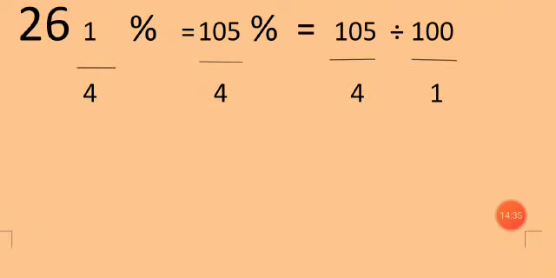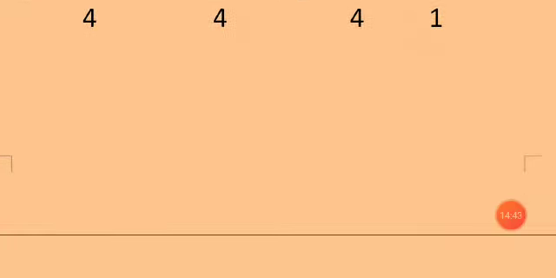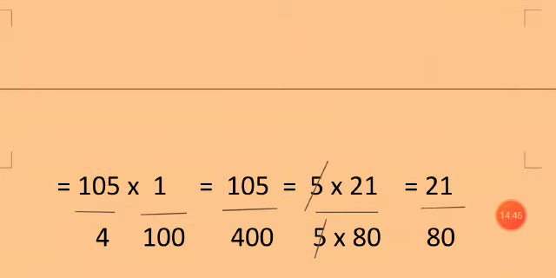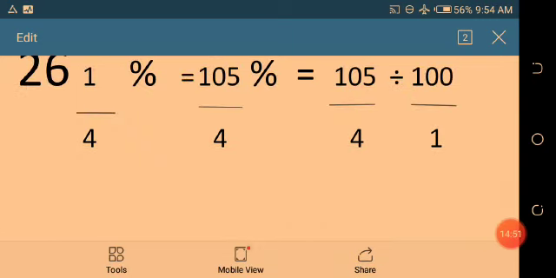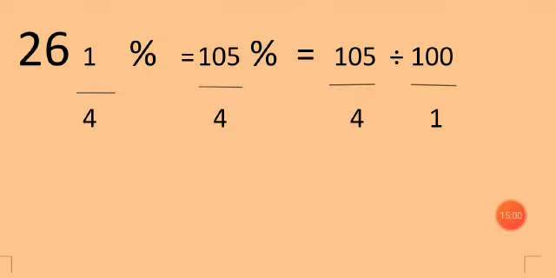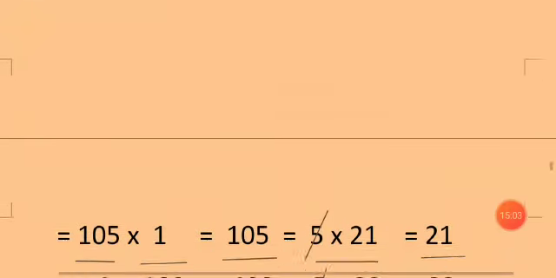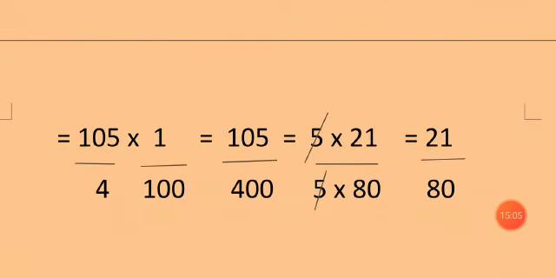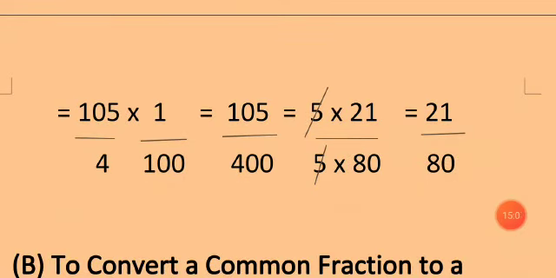This division sign, we have to convert to multiplication. Remember that when we change division sign to multiplication, the divisor fraction reverses. Here I have 105 over 4 divided by 100 over 1. By the time this division sign is changing to multiplication, 100 over 1 reverses and becomes 1 over 100, like I have right here. So I have 105 over 4 times 1 over 100.